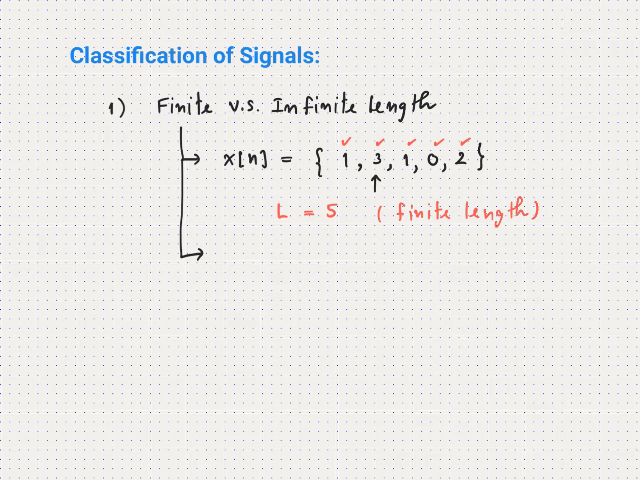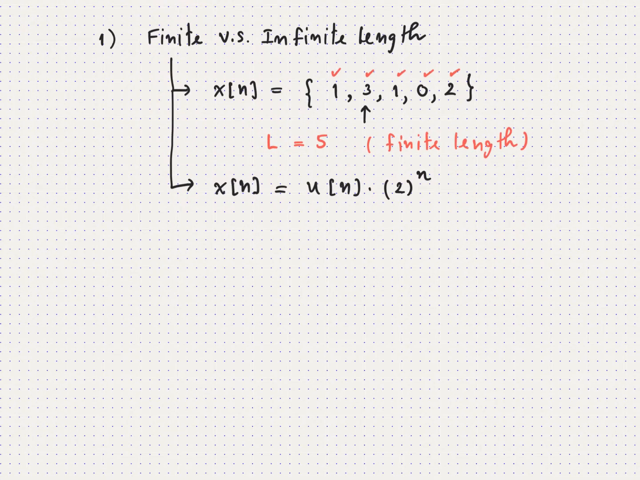The other one is infinite length, for example, I have u[n], so that is infinite length. If I multiply by 2 to the power of n, that is exponential, also infinite length, because n can be anything. Therefore L approaches infinity. To tell finite from infinite length, the easiest way is to find the boundary in time, the most left and the most right, and the difference gives you the length of the signal.